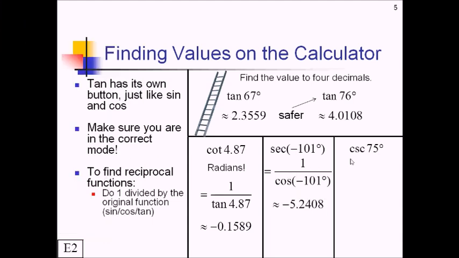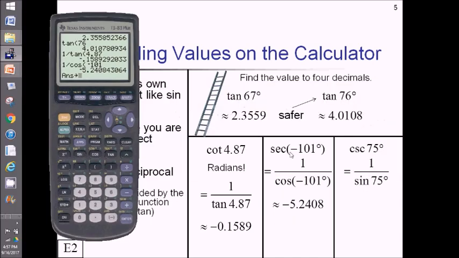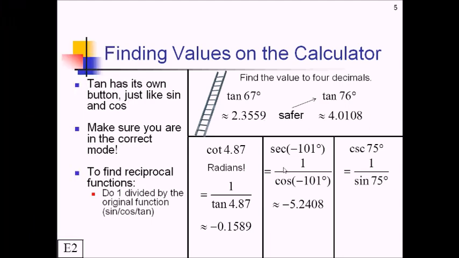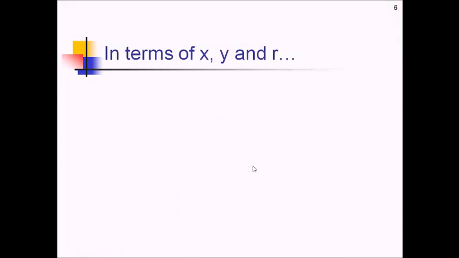And then cosecant, that's 1 over sine of 75. So let's do 1 divided by sine 75. Bam, 1.0353. So now we can find values of sine, cosine, and tangent and all the other trig functions like a pro on the calculator. We're going to shift gears a little bit now.